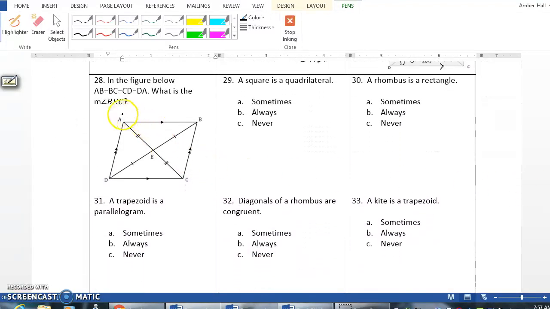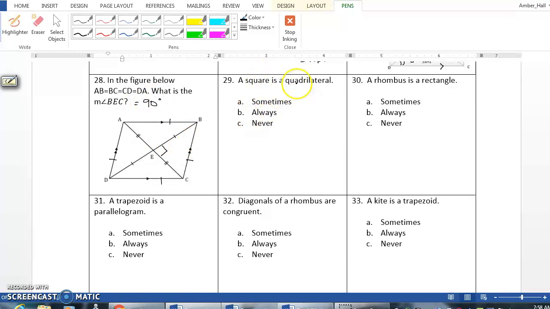In the figure below, AB equals BC, which equals CD, which equals DA. What is the measure of BEC? Well, as you can see, all four of these lines are congruent. Opposite lines are also parallel, and the diagonals are bisected. So therefore, this has to be a rhombus, and in a rhombus, the diagonals are perpendicular. Therefore, this angle has to be a right angle, which means that the measure of angle BEC has to be 90 degrees.